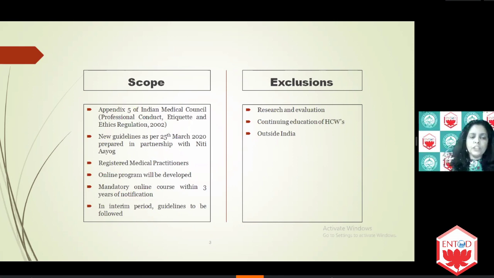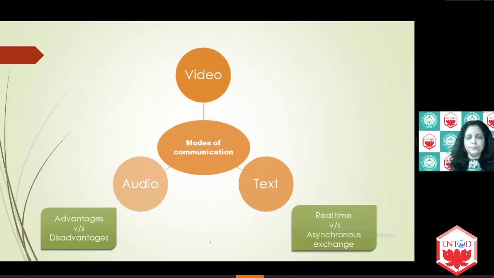There are going to be online programs which the government will soon launch. But they have given an interim period of 3 years. For 3 years, you can continue to do telemedicine. But within these 3 years, once the programs are launched, you're supposed to do these online programs and learn how to do it better. Now, there are certain exclusions for telemedicine. One is you cannot do research and evaluation with telemedicine. Secondly, you cannot do continuing medical education for healthcare workers. And thirdly, you cannot do it for international patients.